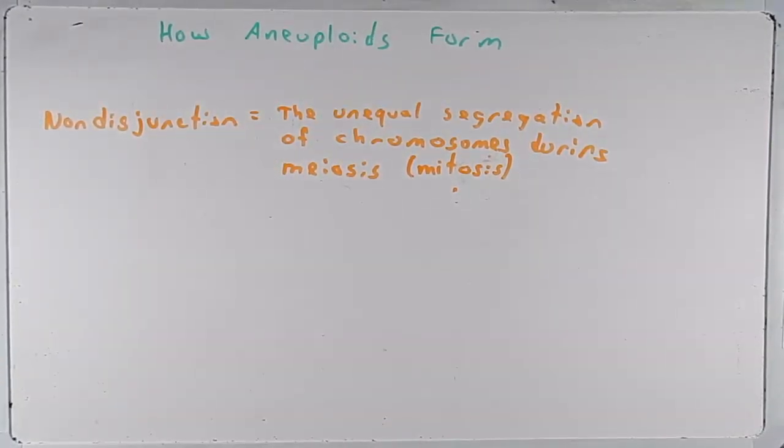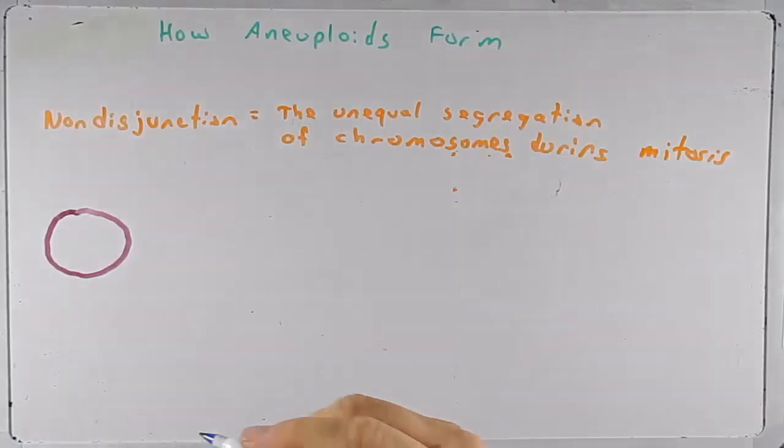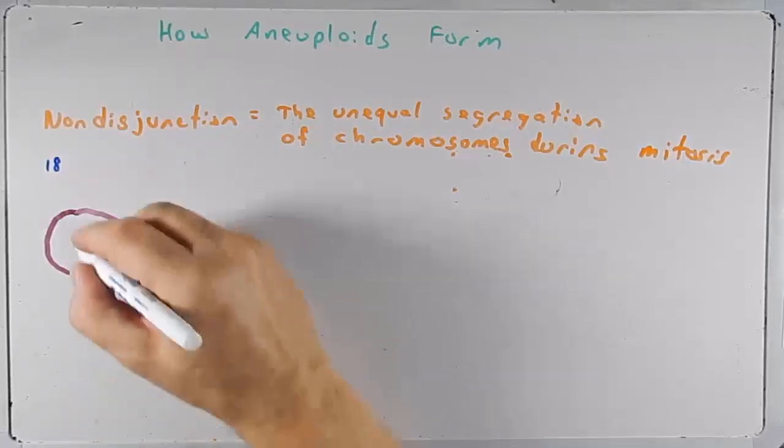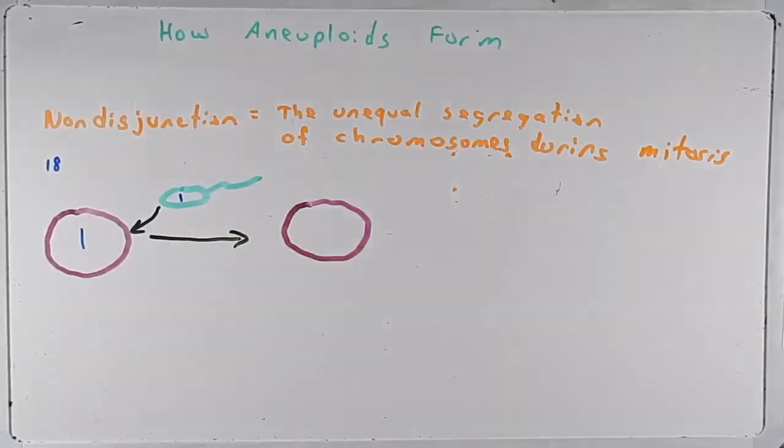Now I want to talk about non-disjunction occurring during mitosis. Let's make this chromosome 18, the one that would lead to Edwards syndrome. And let's say this egg here had one copy of chromosome 18, and then this sperm here also had one copy of chromosome 18 in it. And they would form a zygote after fertilization. And at fertilization, they're going to be a euploid. They'll have two copies of every chromosome, including chromosome 18. This is what usually happens.